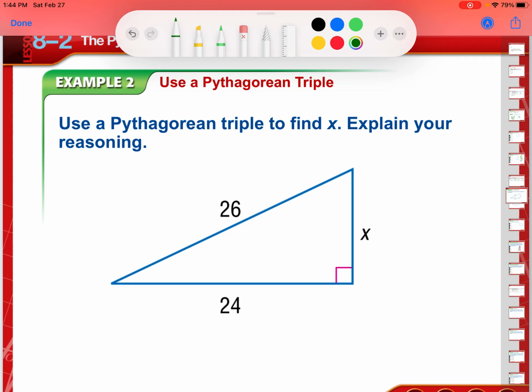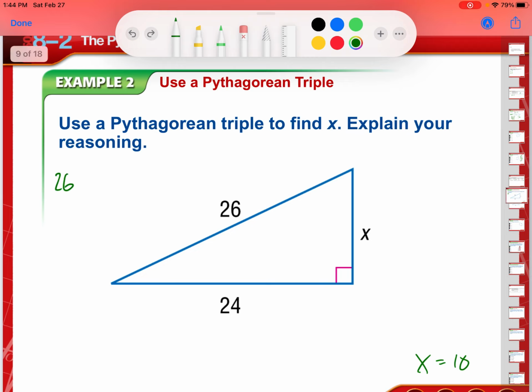They say, use a Pythagorean triple to find x. Explain your reasoning. So, personally, I see the Pythagorean triple here. I see that 13 times 2 is 26. 12 times 2 is 24. So I know this other one has to be 5 times 2, which would be 10. But let's pretend I didn't know that. So see, using Pythagorean triples, I know x equals 10. Just right off the bat, just like that.